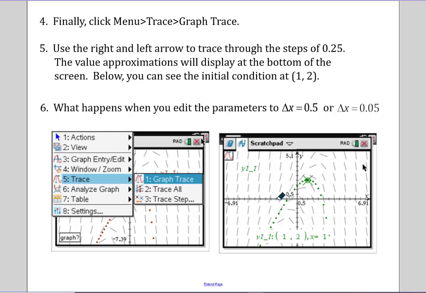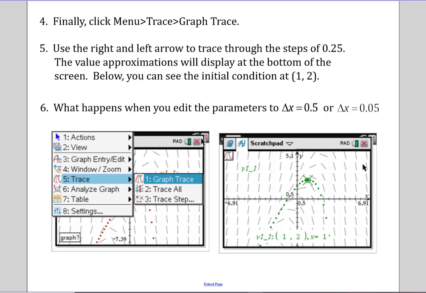And you can see here on the right how it has traced out the steps. And the value approximations will display at the bottom of the screen. So you can see the initial condition at (1, 2). Here that is. That's the initial condition. And you want to see what happens when you edit the parameters to a half or to a tenth. And you should see how they are either skewed or draw closer to the actual curve. So this is just a good technique to check your Euler approximations when you're working on homework and such.